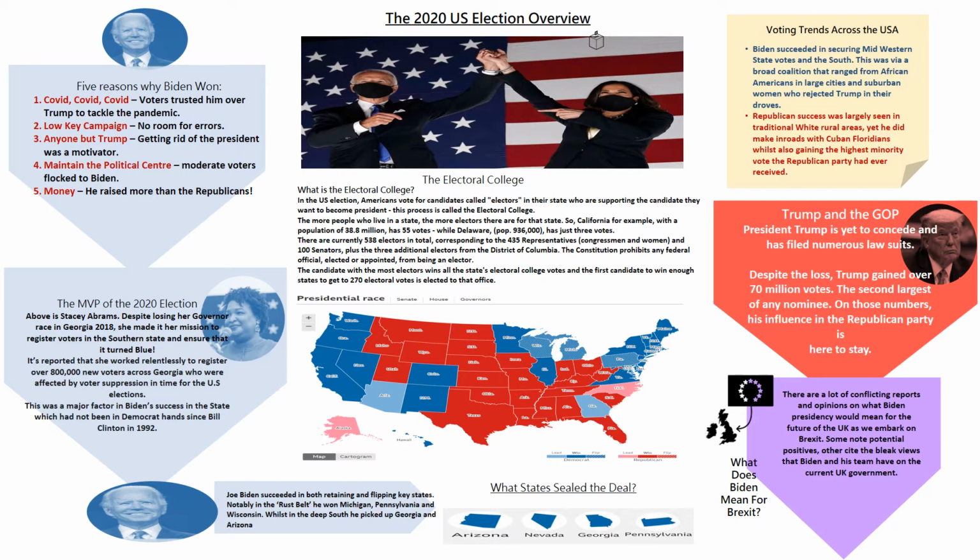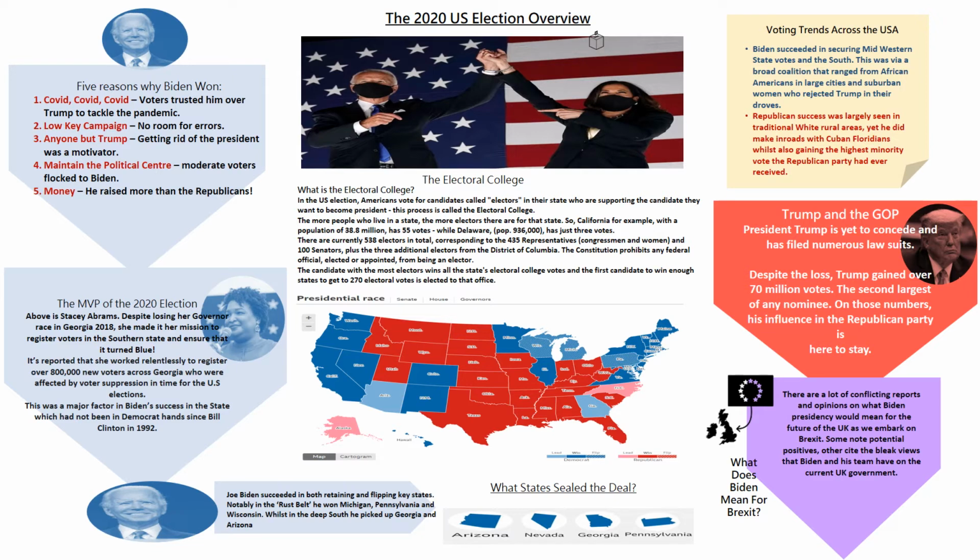Now, there's currently 538 electors in total, corresponding to the 435 representatives, so congressmen and women, and 100 senators, plus the 3 additional electors from the District of Columbia. The Constitution prohibits any federal official, elected or appointed, from being an elector. The candidate with the most electors wins all the state's Electoral College votes, and the first candidate to win enough states to get to 270 Electoral College votes wins and becomes president.